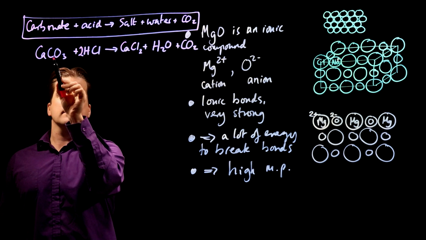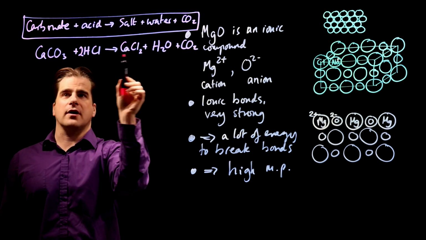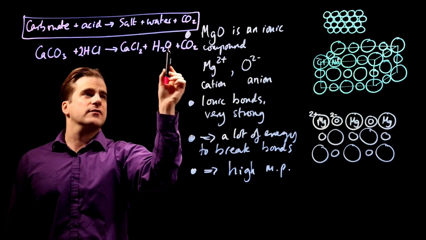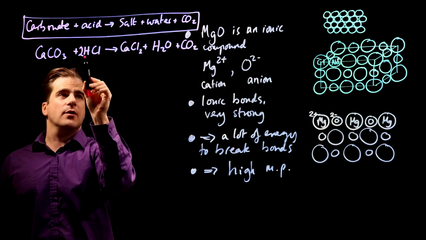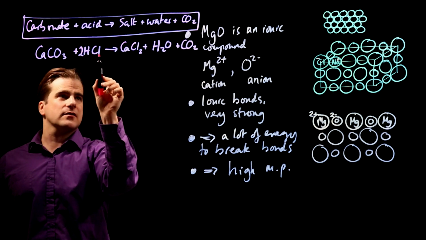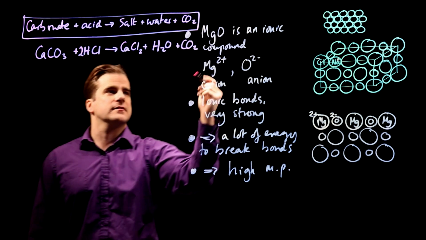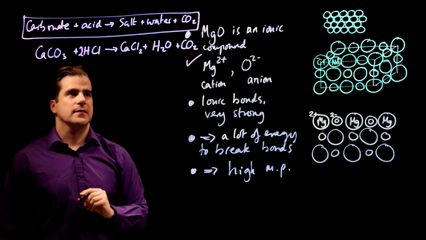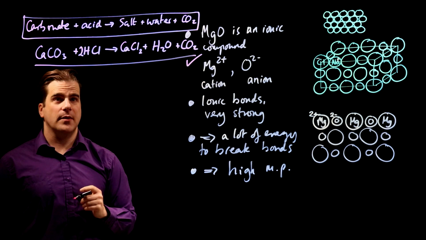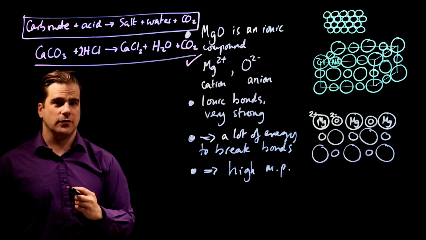Okay, the calcium, 1 on the left, 1 on the right. Carbon, 1 on the left, 1 on the right. Oxygen, 3 on the left, 3 on the right. 2 hydrogens on the left, 2 on the right. Now there's 2 chlorines on the left, and there's 2 on the right. So it's balanced. And that's it. Okay, that gets you 3 marks. Not too bad.